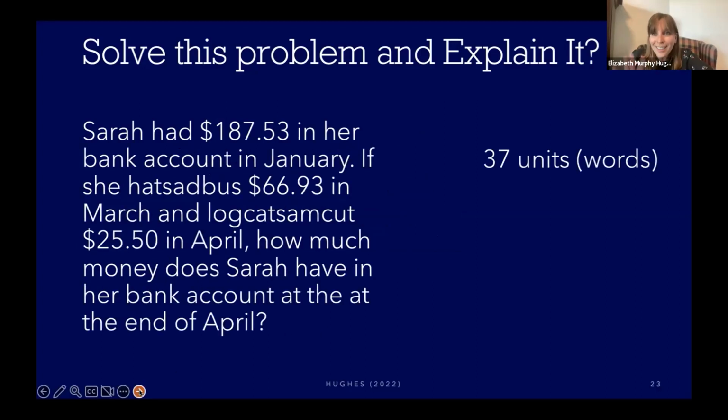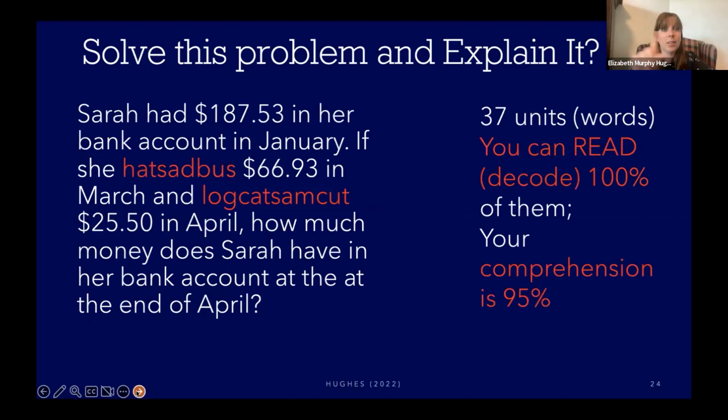Okay. Oh, you need a definition of LogCat Sam cut. Excellent. So there are 37 units or words in this word problem. You can read, or if you heard me, I could read all of them. Those two unknown words were decodable. So if we follow that decoding thing, I know comprehension is 95% of this problem. Okay, I can comprehend 95% of this problem.